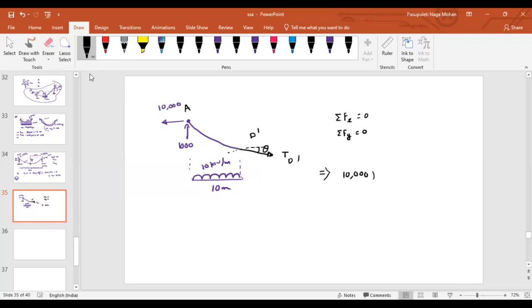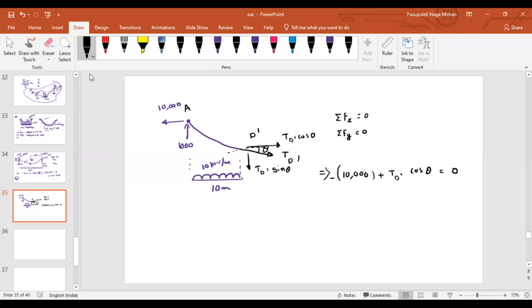10,000 loads. And then if you resolve this force, what is the component here? TD dash cos theta. If you talk about the vertical component, TD dash sin theta. If you take along horizontal, 10,000 on the left side, TD dash on the right side. If you take this as negative or plus, 10,000 minus TD dash cos theta is equal to 0.